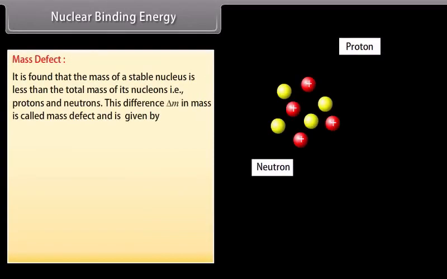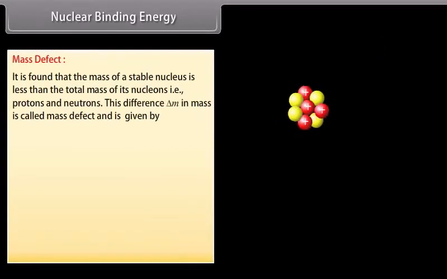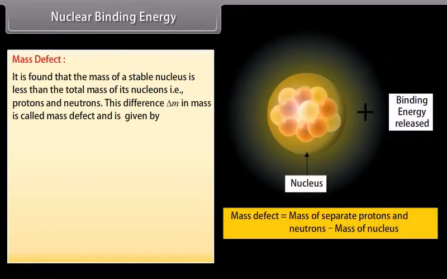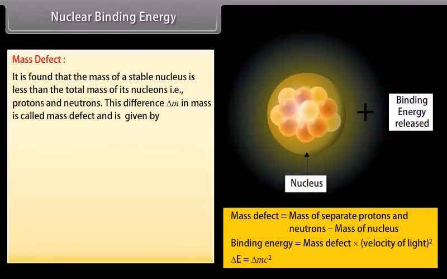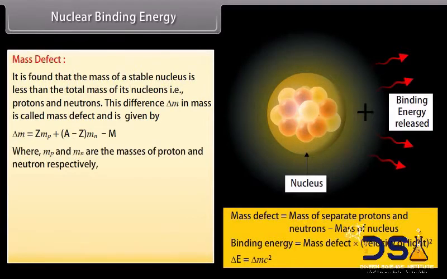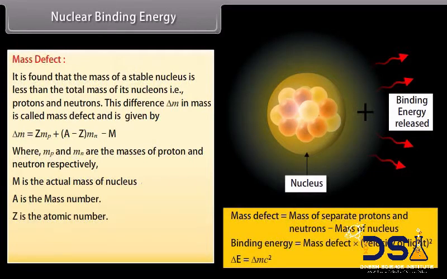It is found that the mass of a stable nucleus is less than the total mass of its nucleons, that is protons and neutrons. This difference delta m in mass is called mass defect and is given by delta m is equal to [Zmp plus (A minus Z) mn] minus M, where mp and mn are the masses of proton and neutron respectively. M is the actual mass of nucleus. A is the mass number. Z is the atomic number.